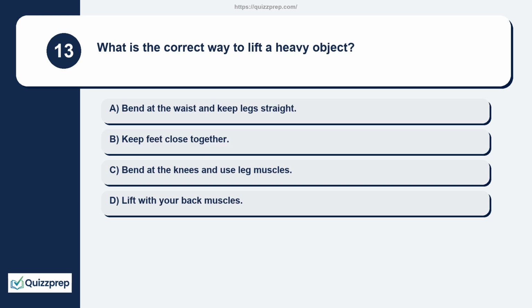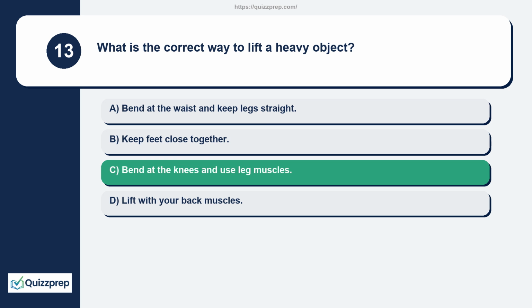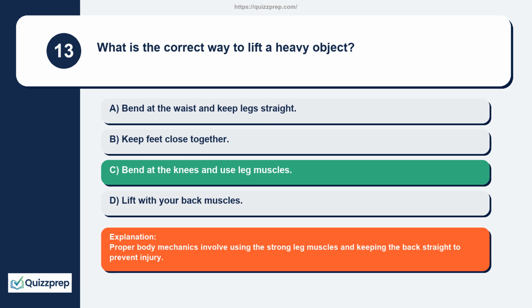Question 13. What is the correct way to lift a heavy object? Bend at the waist and keep legs straight. Keep feet close together. Bend at the knees and use leg muscles. Lift with your back muscles. Proper body mechanics involve using the strong leg muscles and keeping the back straight to prevent injury.